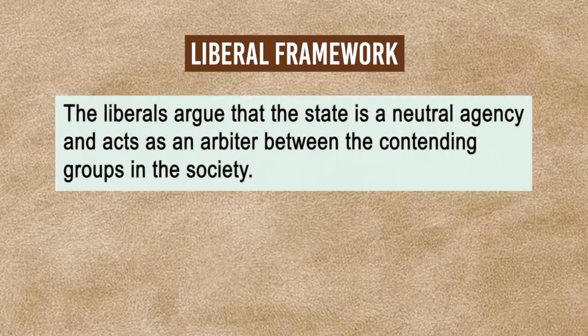Now, when we try to analyze the role of the state in terms of a theoretical framework, basically the liberal framework dominates. The liberals argued that the state was a neutral agency and acted as an arbiter between the contending groups in society. In other words, no group has privileged access to the state. Different groups in society make their demands on the political system. The state agencies consider all these demands and take decisions in the general interest of the society or the economy at large.